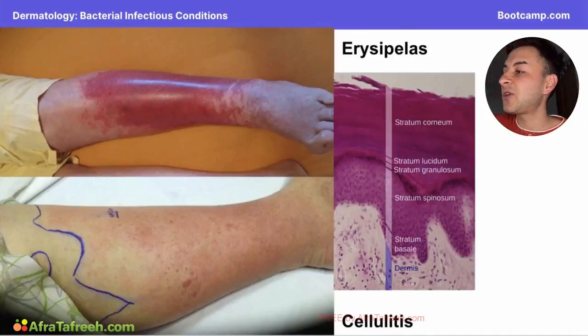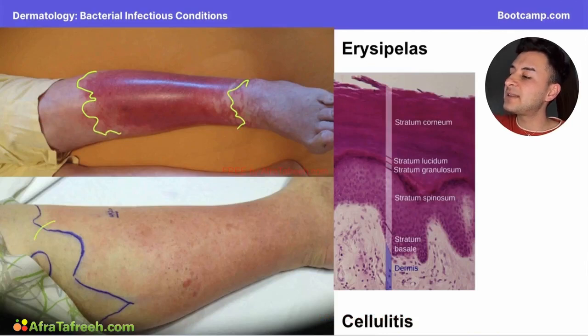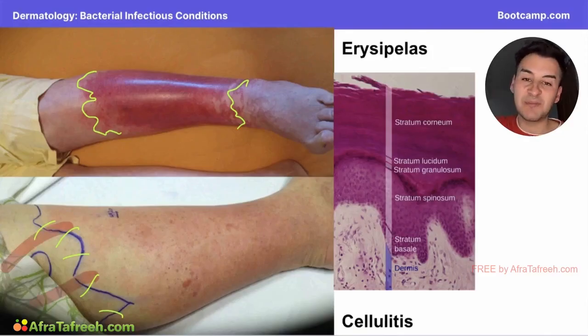And let's just start with our borders. So you'll see here in erysipelas, super well-defined. We love to see it. Whereas in cellulitis, it's a little bit harder to delineate this border, and you may get a clue about some streaking erythema moving up towards the lymph node.